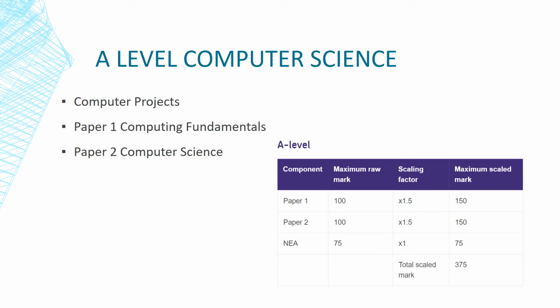Paper 2 is Computer Science, which covers areas such as networking, what is the hardware, software, how is storage, cloud storage, ethical, all those sort of things are covered in this particular paper, along with some more of the computer fundamentals. So down here on the bottom right, you can see Paper 1 and Paper 2 represent 150 scaled marks, and the NEA is 75.